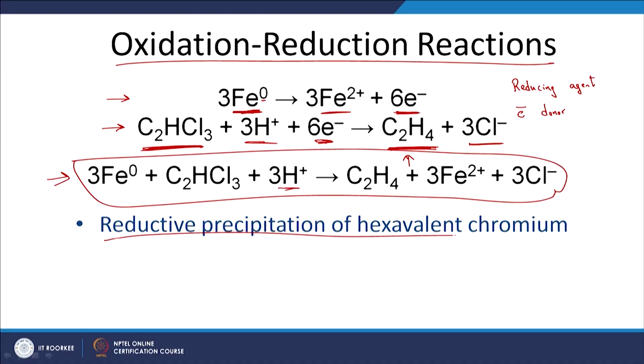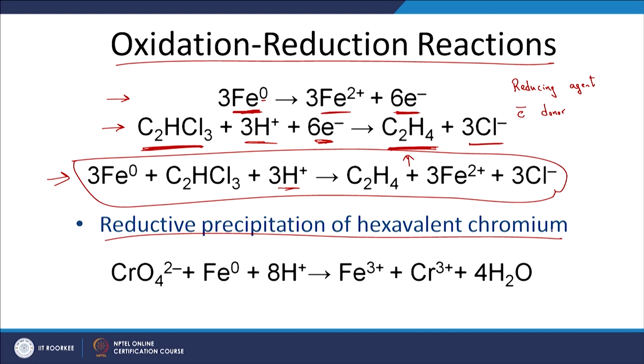So moving on, reductive precipitation of hexavalent chromium, this is the example that I was referring to earlier. So I have CrO4 2-, and the oxidation state is +6 here for chromium, right? How do I calculate the oxidation state of chromium here? If I assume that the oxidation state of chromium is X, plus 4 times the oxidation state of oxygen, typically -2, is equal to -2, and solve for X, I see that it is +6 here, right?